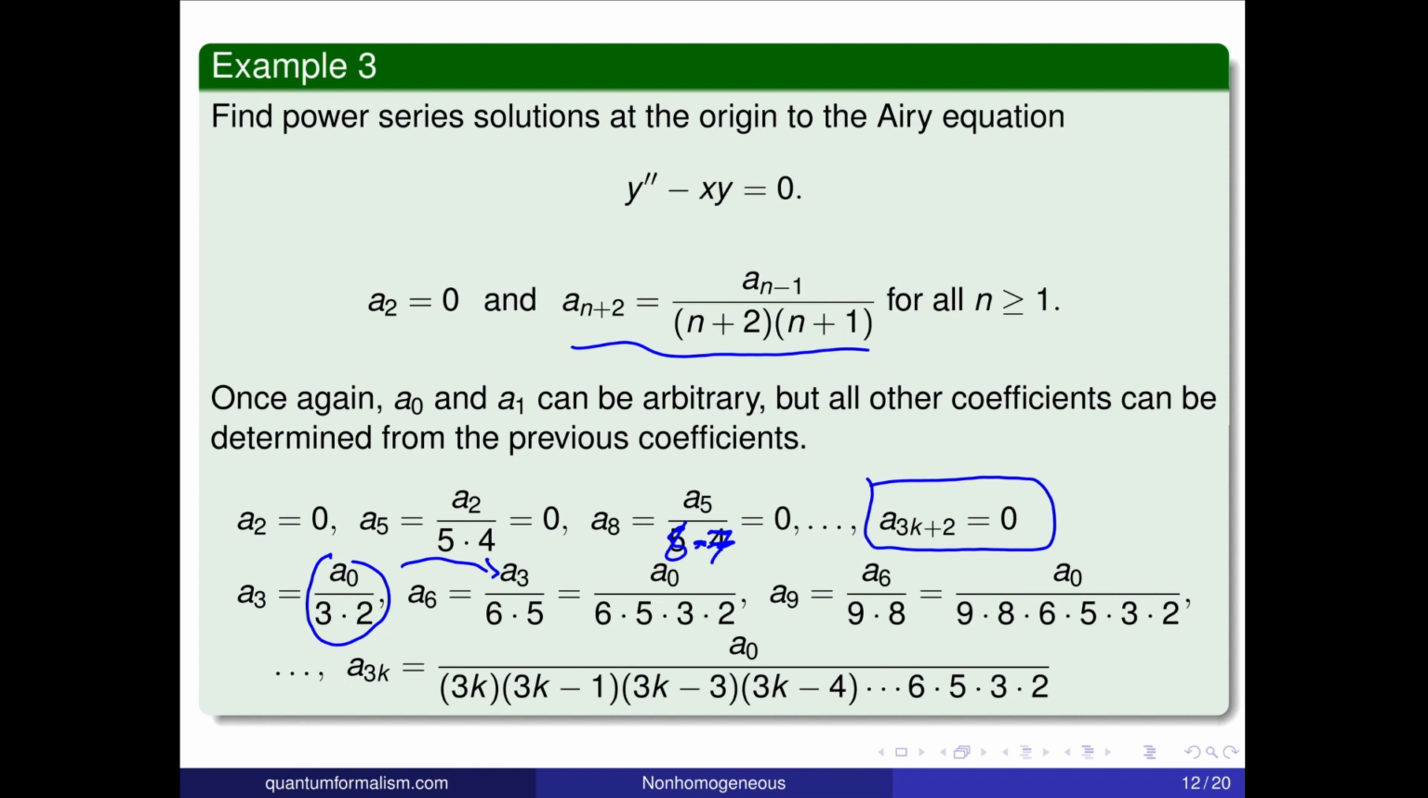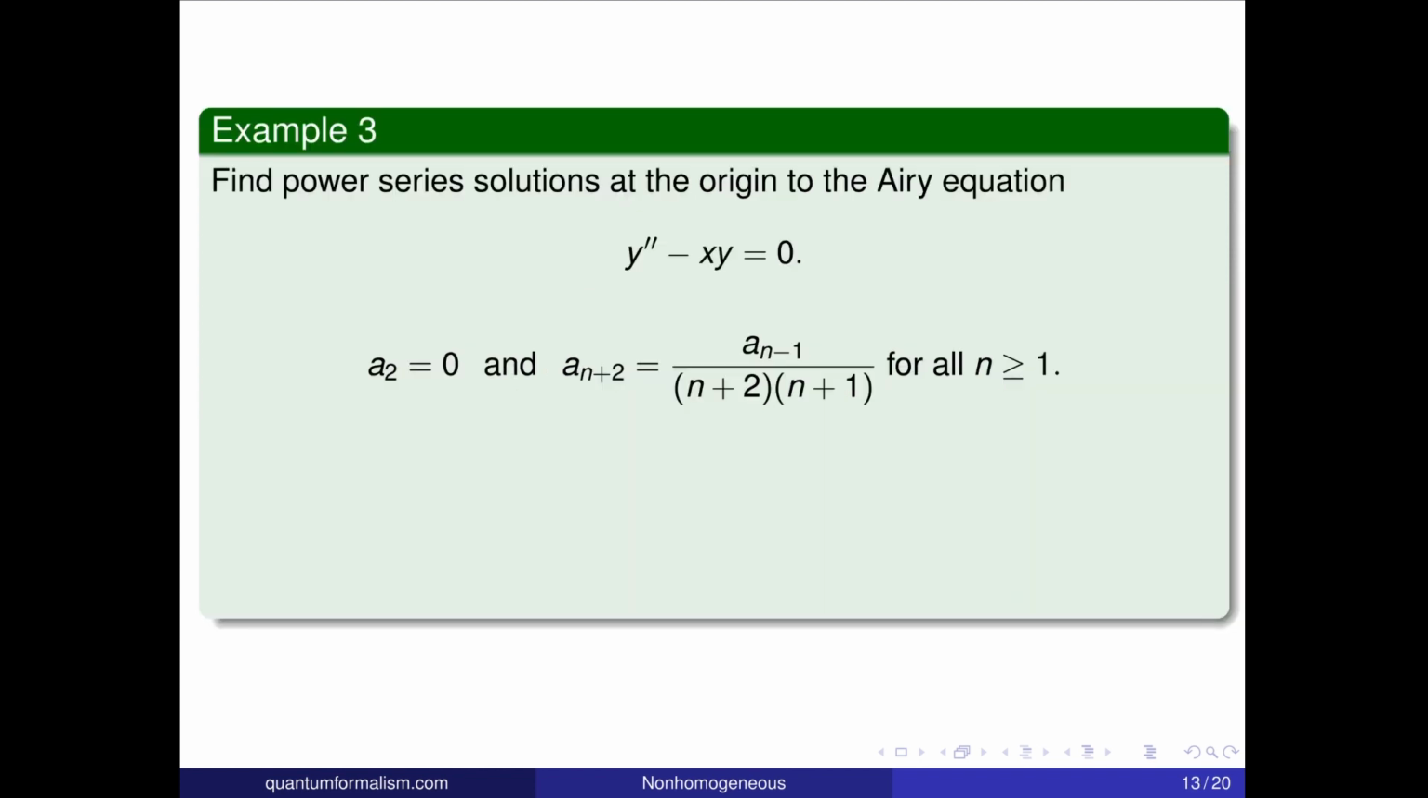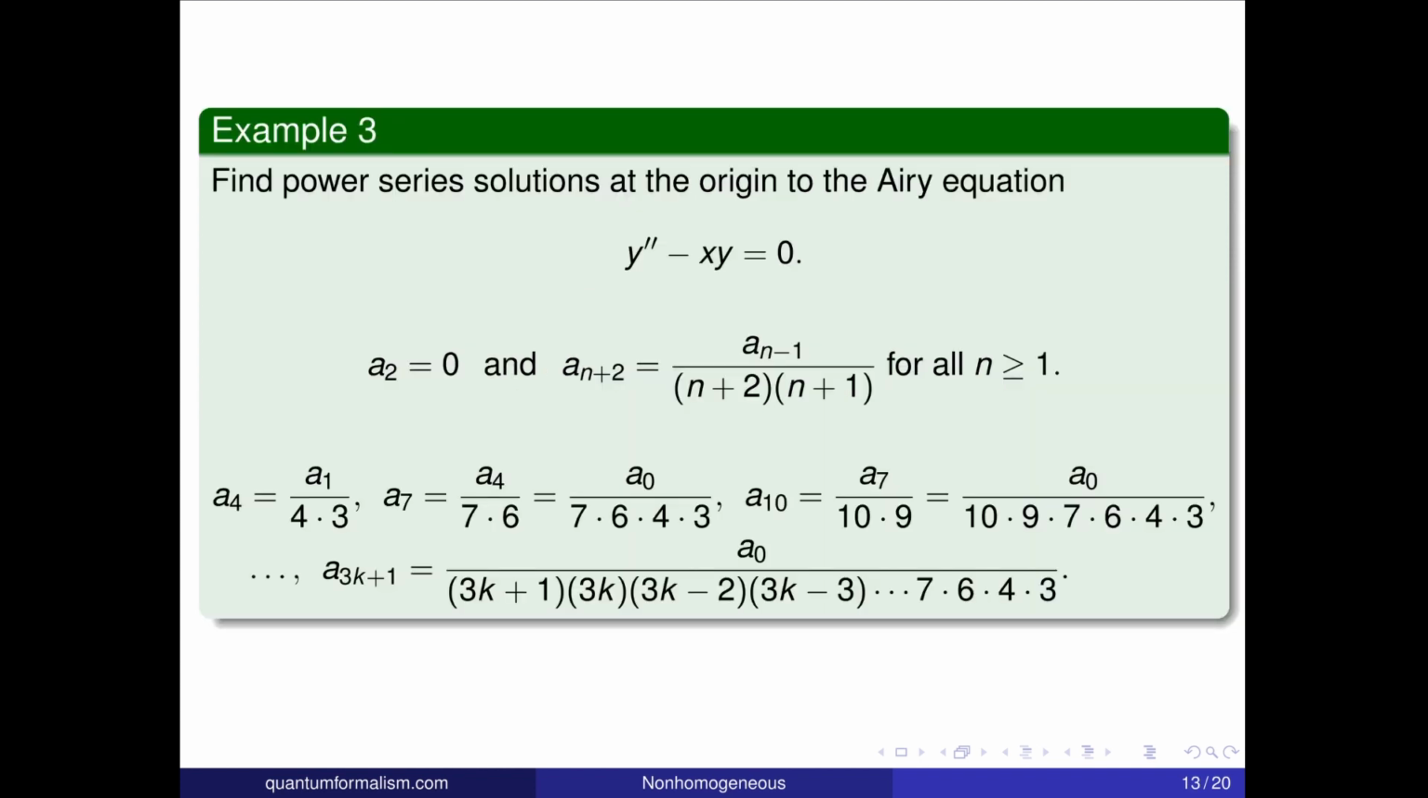So the best you can do is write down something really messy like this. So A3k will be A0 divided by this messy formula where you multiply consecutive integers and then skip 1 and then keep going all the way down until you get to 2. All right. And we'll get something very similar for the terms of the form A3k plus 1. So here we'll start at A1, which is arbitrary, and then A4 will be A1 divided by 4 times 3. A7 is A4 divided by 7 times 6, so that'll be A1 divided by 7 times 6 times 4 times 3.